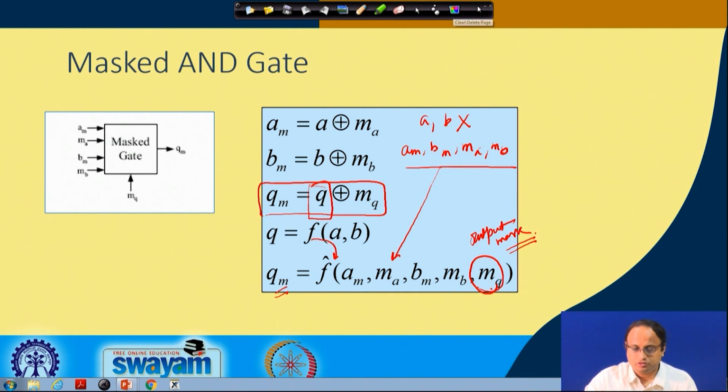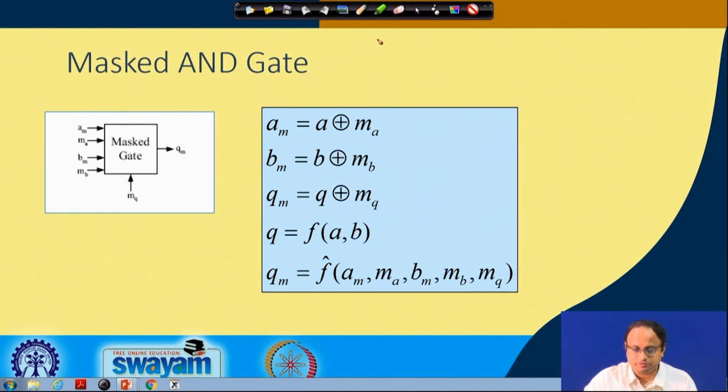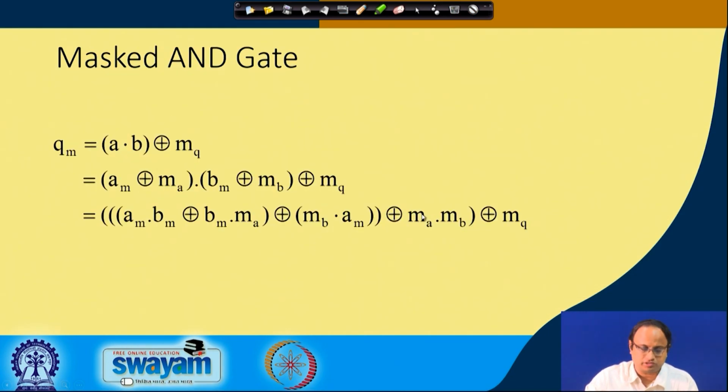Okay. So, that is what we will basically see subsequently. So, this brings us to this masked computation. Basically, what we want to do is calculate A into B, but remember that there is an output mask, say MQ.